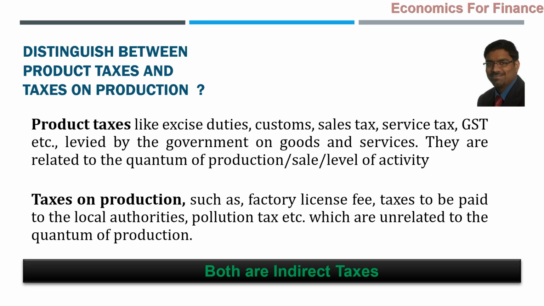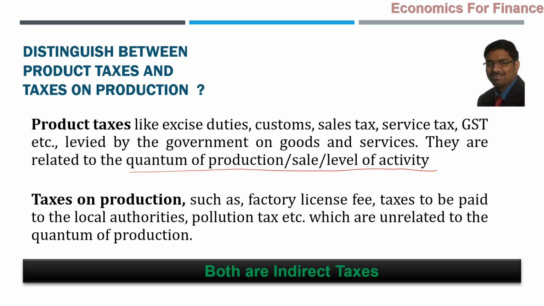And what is the difference? What is the specialty of these types of taxes? They are related to the quantum of production, sale or level of activity. For example, if a particular manufacturer has manufactured and sold more, he will pay more GST. Another manufacturer has manufactured and sold less, he will pay less GST. Simple. Is that depending upon the quantum of production or level of activity or not? Yes, it is. That's completely related to the volume and quantity of production and sale.